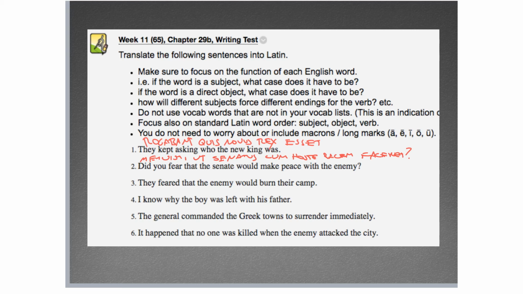Oh, sorry. That should be ne instead of ut. All right. So remember that what looks like the positive in English actually uses ne in the Latin. All right, but there's a subjunctive. And I will leave the rest to you.